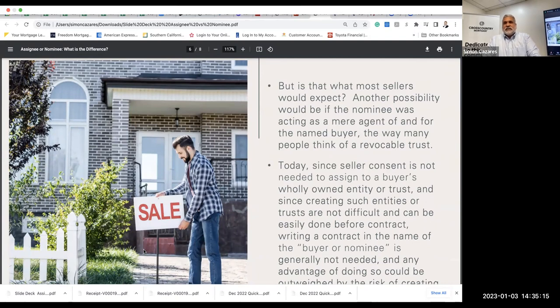Seller consent is not needed to assign to a buyer's solely owned entity. So again, if you are assigning it to your own personal entity, the seller can't say, no, I don't want you to do that. You're still involved in the transaction. You're still going to get the financing involved. You're still going to have all the terms of the agreement, right? Which is contingency removals and all that. It's when it gets assigned to a different person, right?